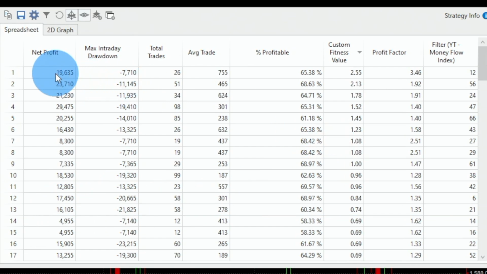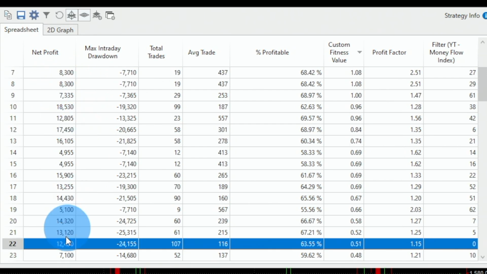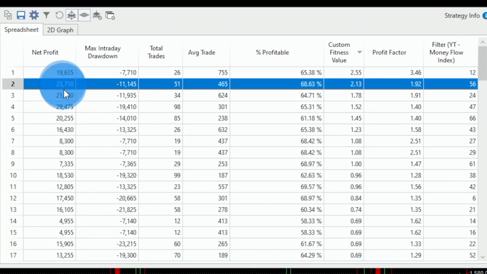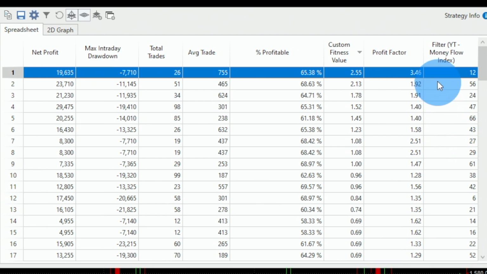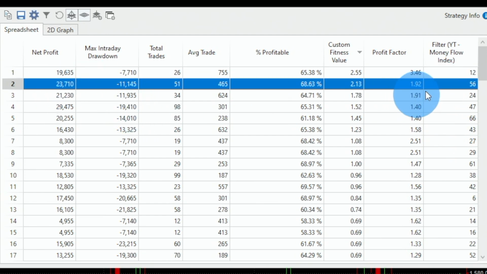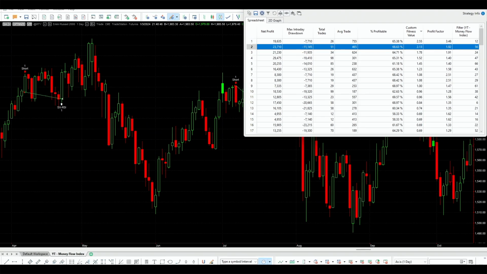And if we look at the top, remember, this one is making $12,000. And here we have 18, we have 23, 21, 29, also good. Now, filter 1 to 40 are my market regime filters. So this is my market regime. So let's look at the next best one out of my market regime. And this would be 56. And let me look at 56.